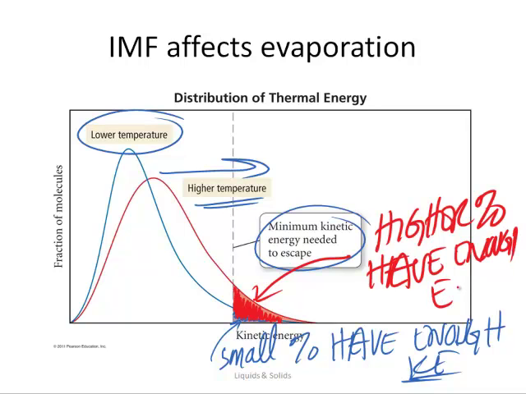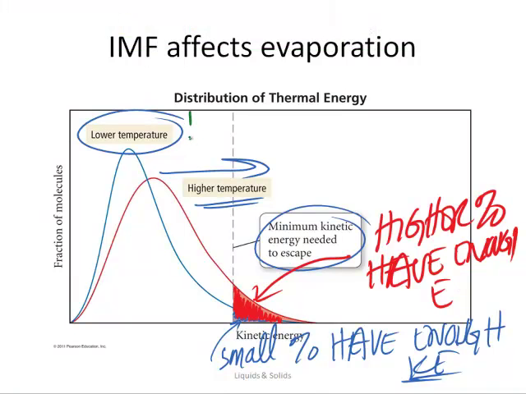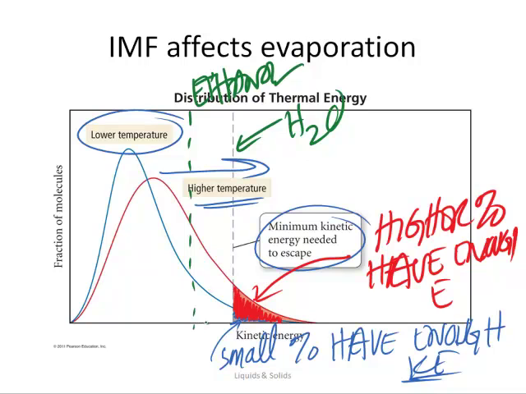Okay, and that of course determines the differences between molecules. Ethanol evaporates much more quickly than water because ethanol has weaker intermolecular forces. So therefore, if we would draw this, say this is ethanol, this is water. So now, at any temperature, a larger number of ethanol molecules have enough kinetic energy than water to evaporate. Okay.